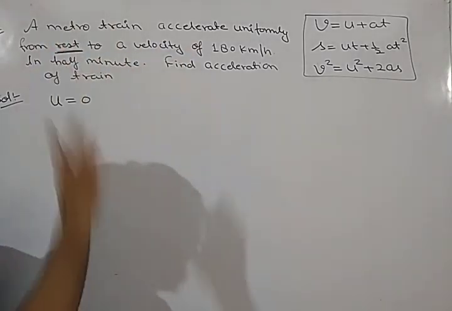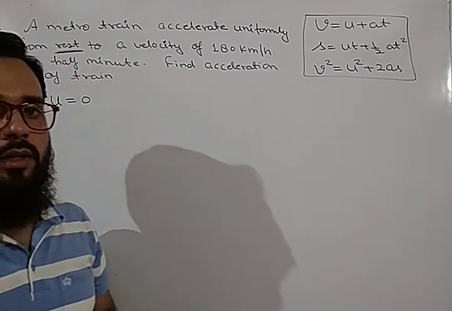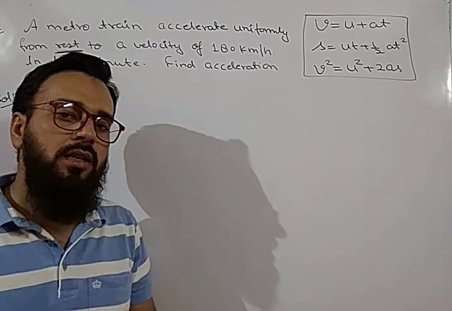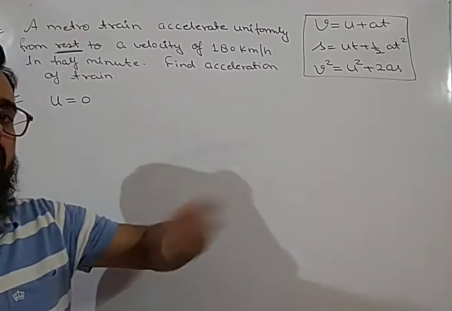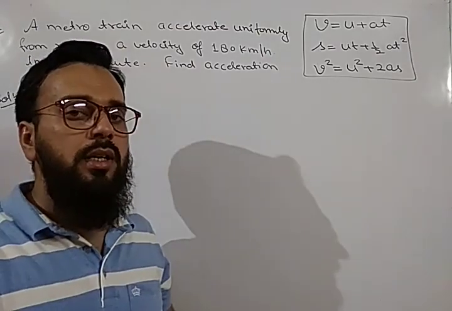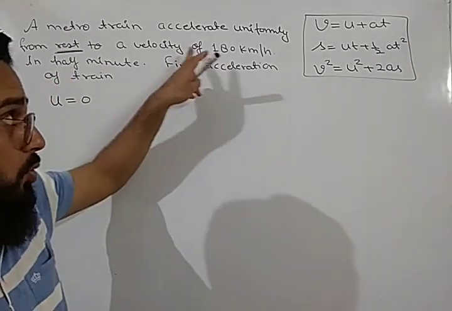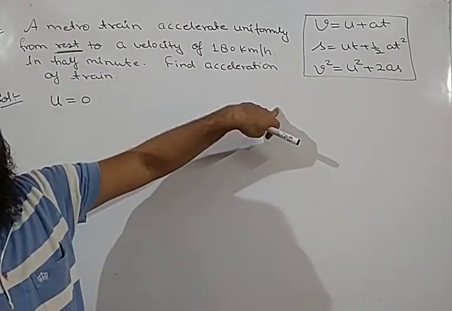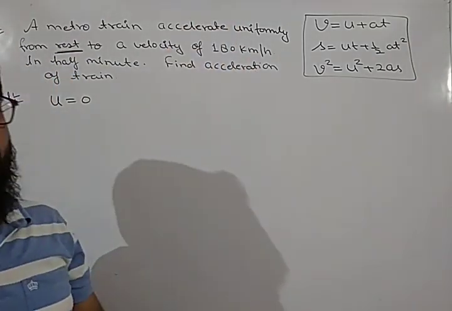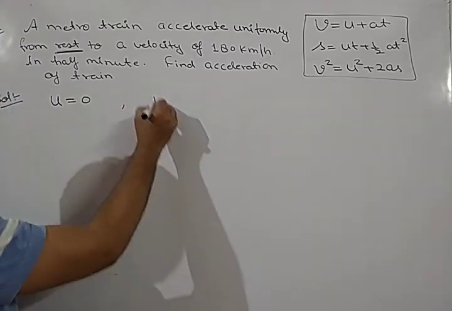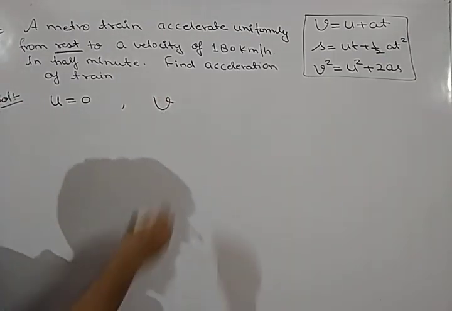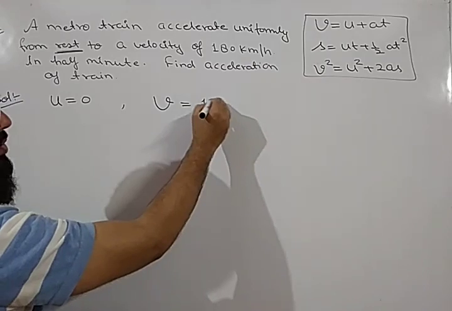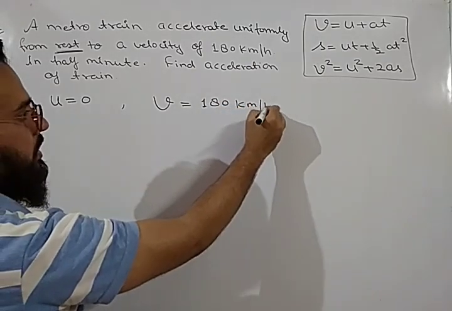To a velocity of 180 km per hour. It means it starts from rest and accelerates, meaning it increases the velocity, and up to which velocity? Up to 180 km per hour. It means it is our final velocity. So what is given? We have given v. V is final velocity, and what is the value of v? It is 180 km per hour.